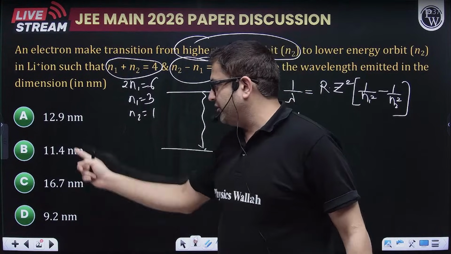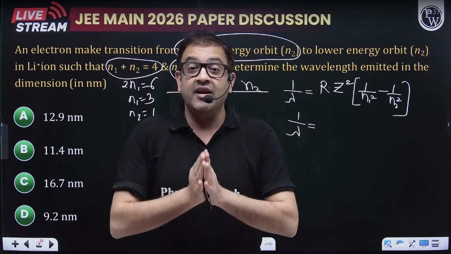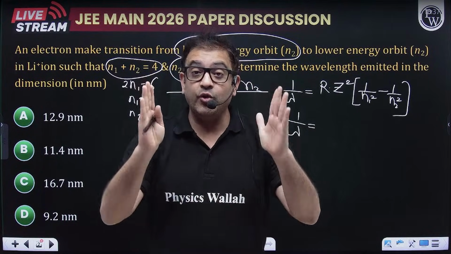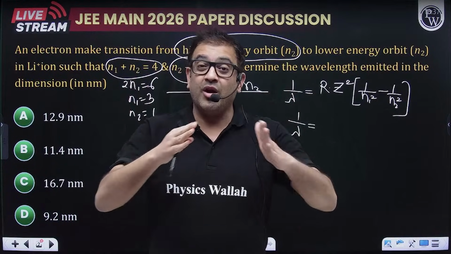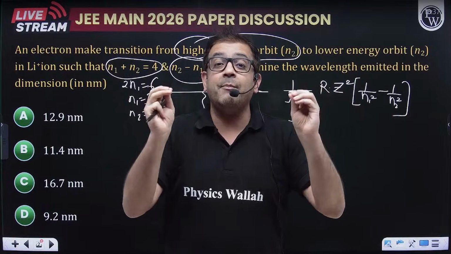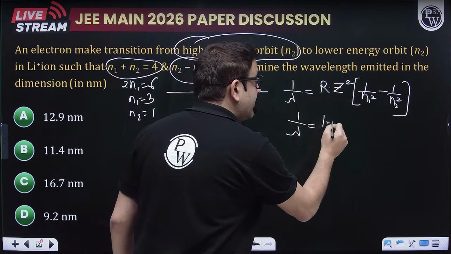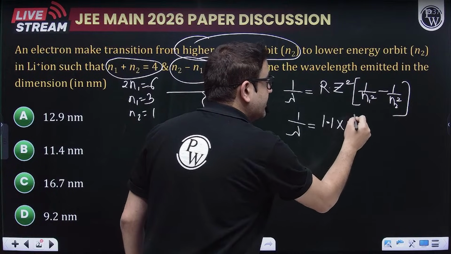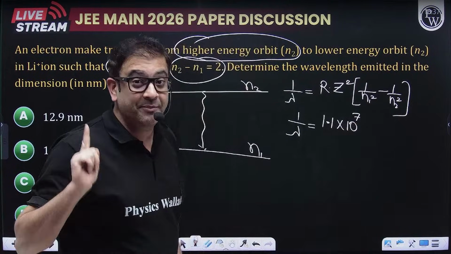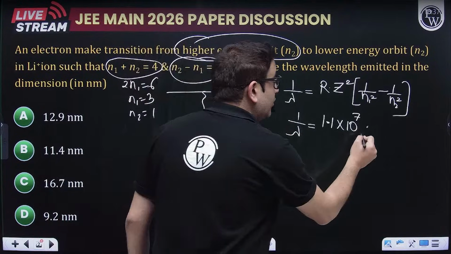Now for Rydberg's constant, a bit of calculation you have to do, because the value is given in nanometers, so put the value of R. What is the value of R? I have told you in atomic structure also. Do not remember that exact value, approximate it, because options are going to help you. So approximately it is 1.1 into 10 raised to the power 7. Unit is per meter. So lambda you get in meters.